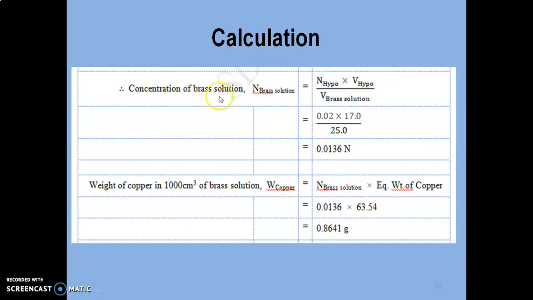Calculation: concentration of brass solution or its normality can be determined by knowing the normality of hypo and volume of hypo consumed during the titration and volume of brass solution pipetted. Weight of copper in a liter of brass solution can be calculated by knowing the equivalent weight of copper and the strength of the brass solution.